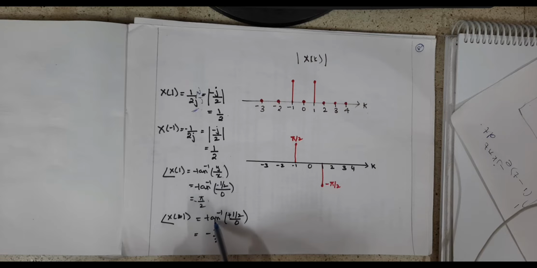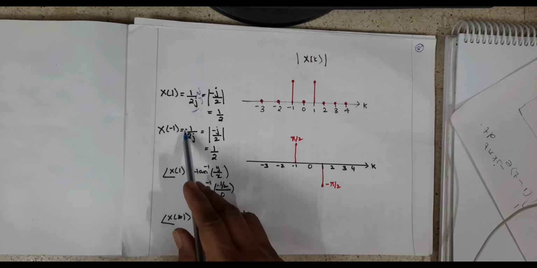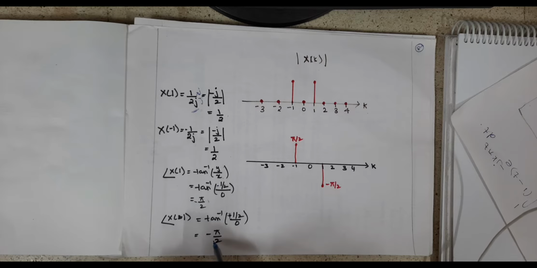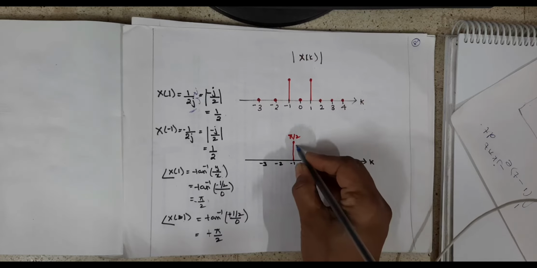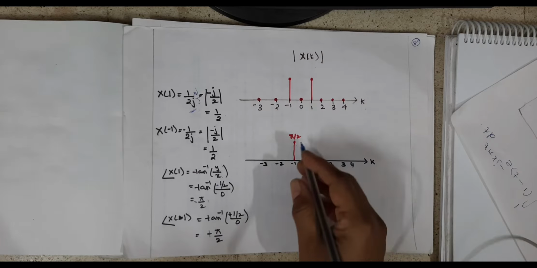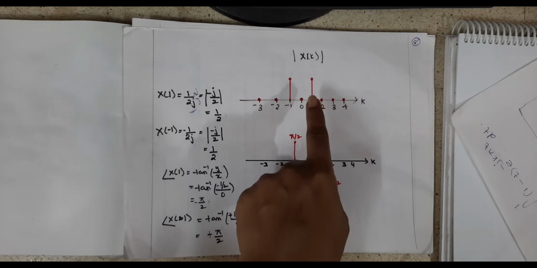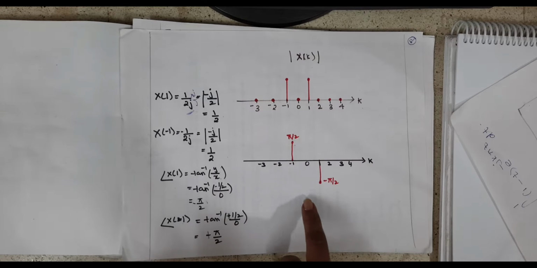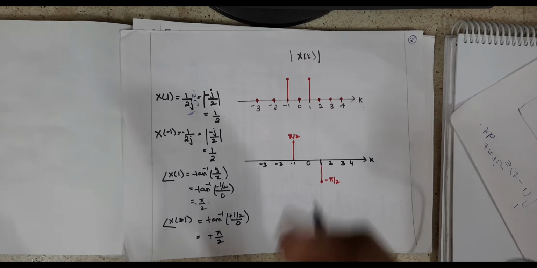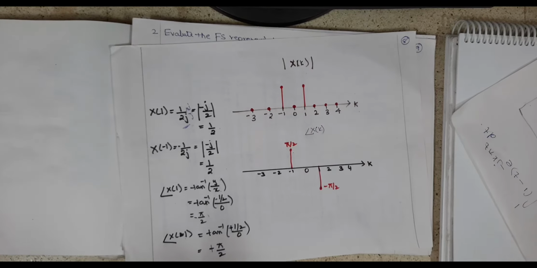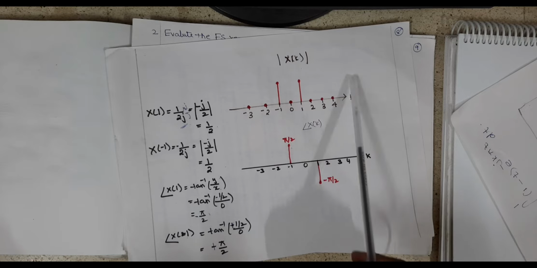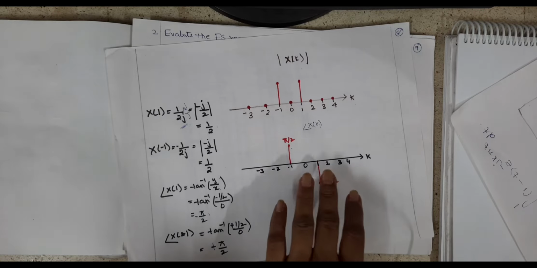Now similarly, tan inverse of minus, it will become plus here. Plus 1 by 2 is nothing but plus pi by 2. At x of minus 1 it is plus pi by 2. So in this way you have to draw the magnitude and also the spectrum. This is magnitude, this is the spectrum of this one. So this is called the magnitude spectrum and phase angle spectrum.